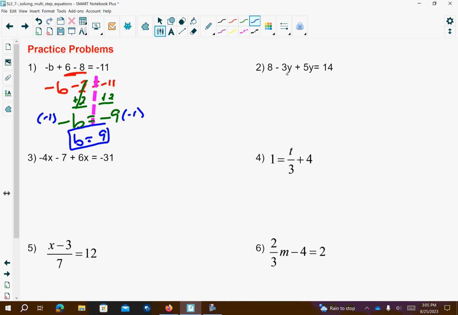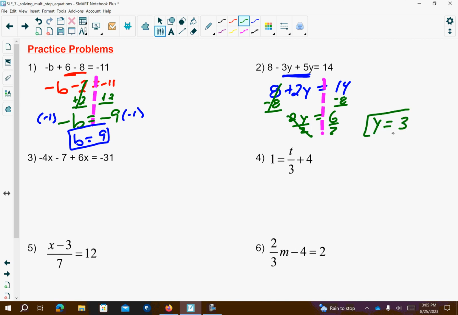Problem number 2. These are like terms. So I'm going to get 8, negative 3 plus 5. Something costs $3. You have $5 in your pocket, so now you're left with 2, so 2y. Now we're ready to start moving things back and forth across the equal sign. I'm going to subtract 8 from both sides because it's a positive 8. In order to move it, it needs to become negative. Divide each side by 2. These cancel, and 6 over 2 reduces to just 3.